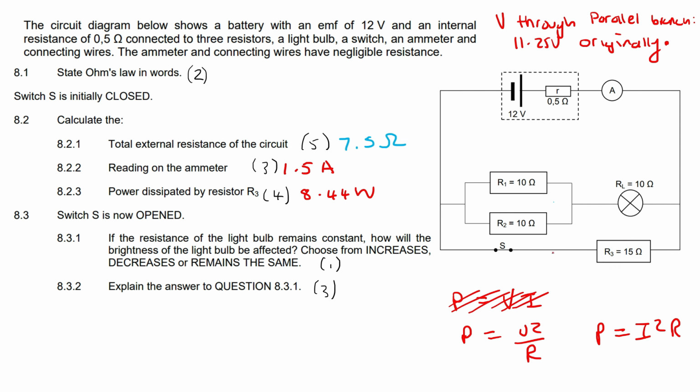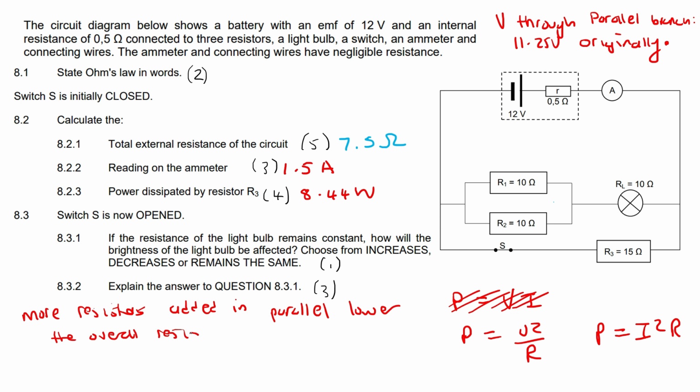When you remove a parallel resistor, which is this one over here, because remember this part is in parallel with this branch, you actually make the overall circuit resistance become more. Let me explain. We must remember that more resistors added in parallel lower the overall resistance. That's something you should know by now. The more resistors you add in parallel, the lower the overall resistance. So what is the opposite of that? The fewer resistors you have in parallel, the higher the overall resistance of your circuit.